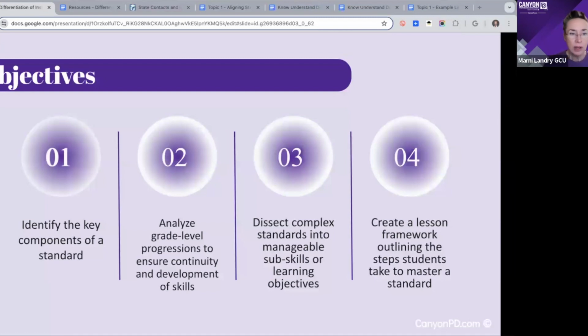So in topic 1, we were able to identify the key components of a standard. We analyzed grade level progressions and vertical alignment. We dissected, or unpacked, complex standards into sub-skills and learning objectives, and saw a lesson framework that outlines the steps needed in order to master a standard.